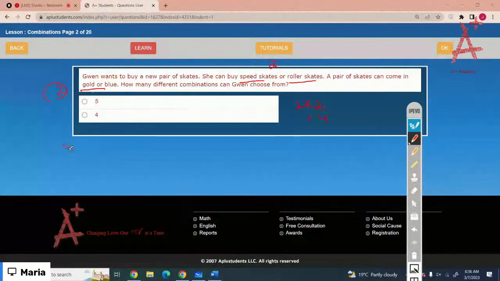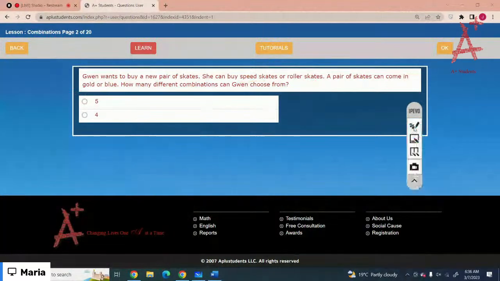Like speed skates in gold or speed skates in blue. Then she can select roller skates in gold and roller skates in blue. So these are the four combinations she has. Got it? They are actually the combinations. So the correct option is 2 times 2 is 4.